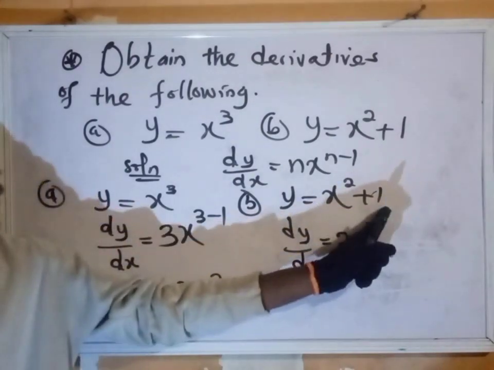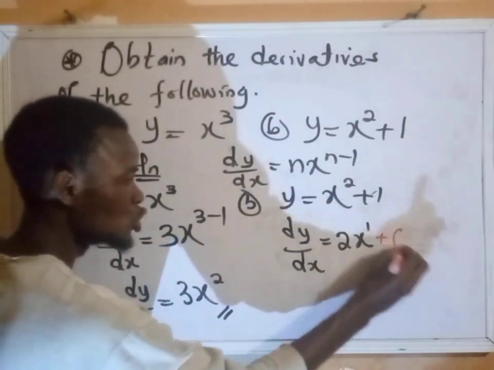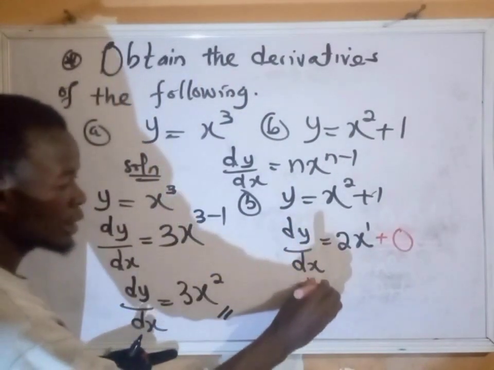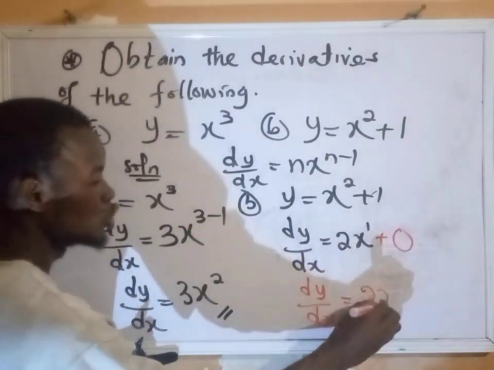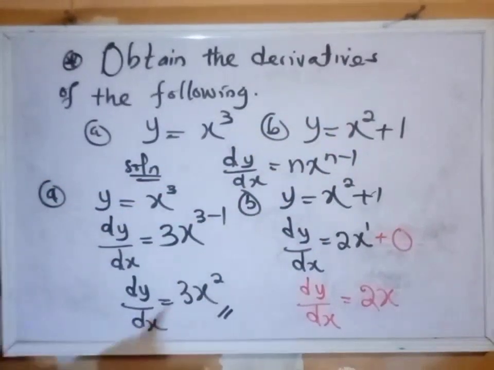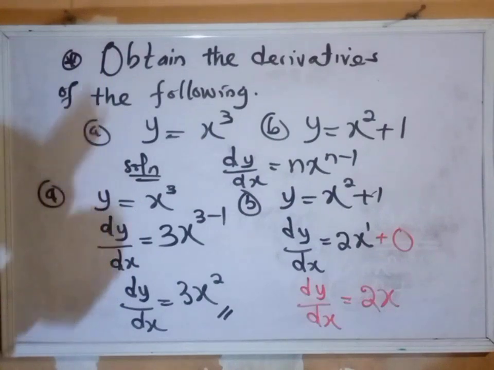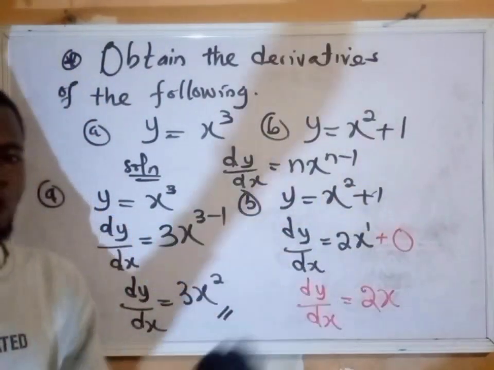So the differential of this constant value equals 0. Therefore, dy/dx equals 2x. So we differentiate with respect to x and get 2x. But okay, let's say someone asks you to find how this one becomes 0.